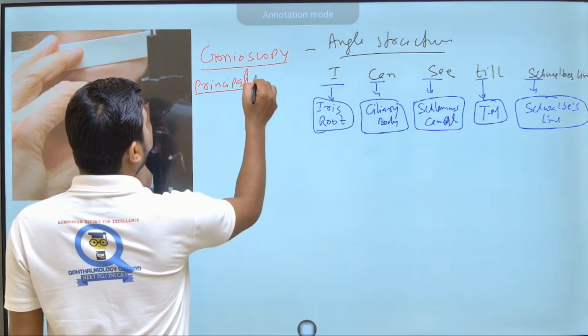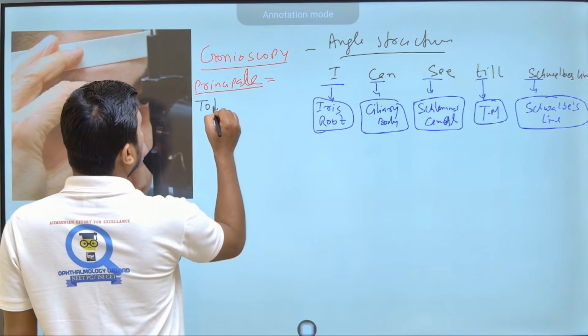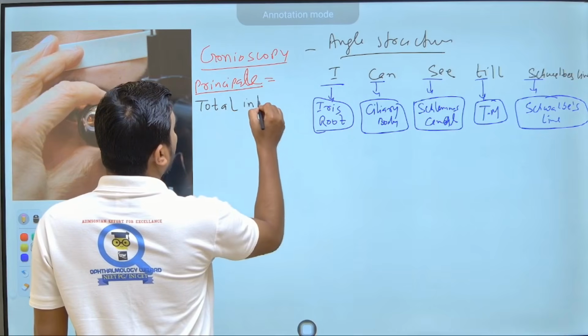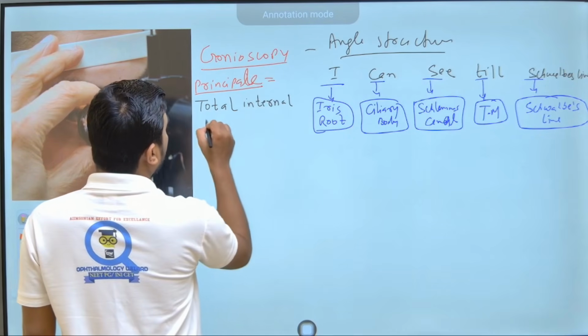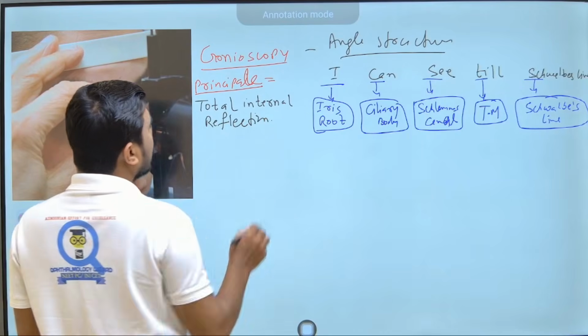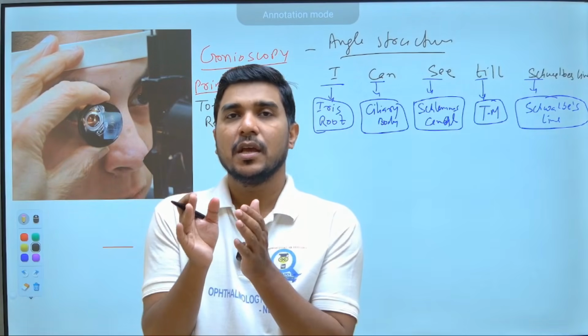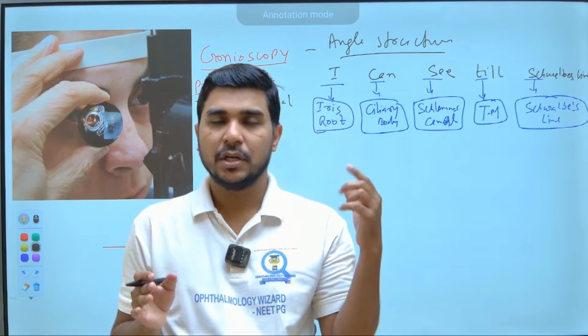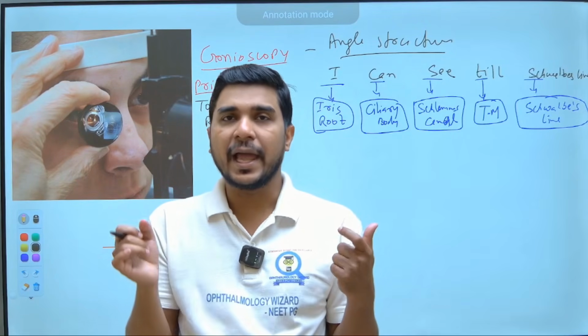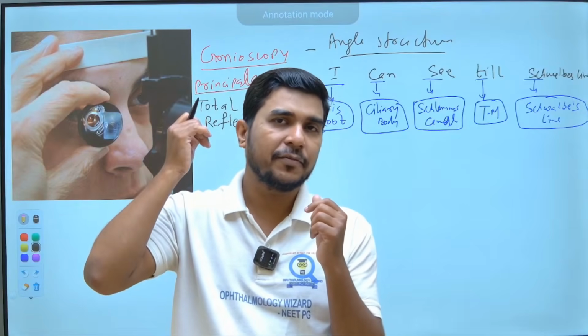Principle here is total internal reflection. So based upon total internal reflection helps us to see the angle structure. It is based upon the critical angle of cornea and tear film interface.